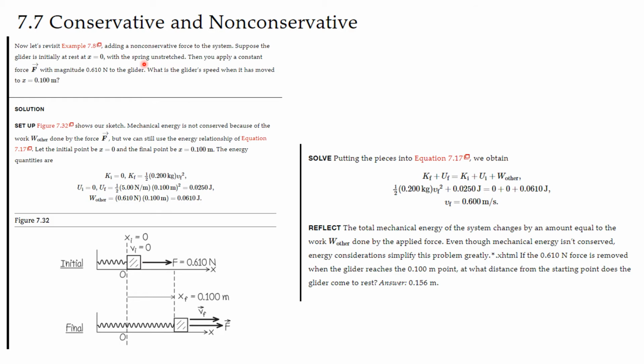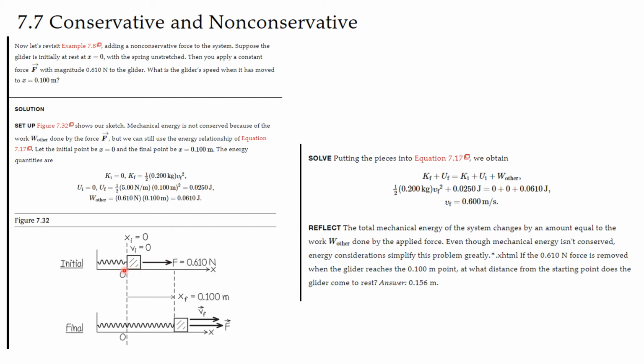Okay, we're going to revisit an example that we've looked at earlier, but we're adding a non-conservative force to the system. So suppose that the glider, and here's a glider that's being used, is initially at rest and the spring is unstretched. You apply a constant force with magnitude 0.610 newtons to the glider. What is the glider speed when it has moved to x equal to 0.100 meters?